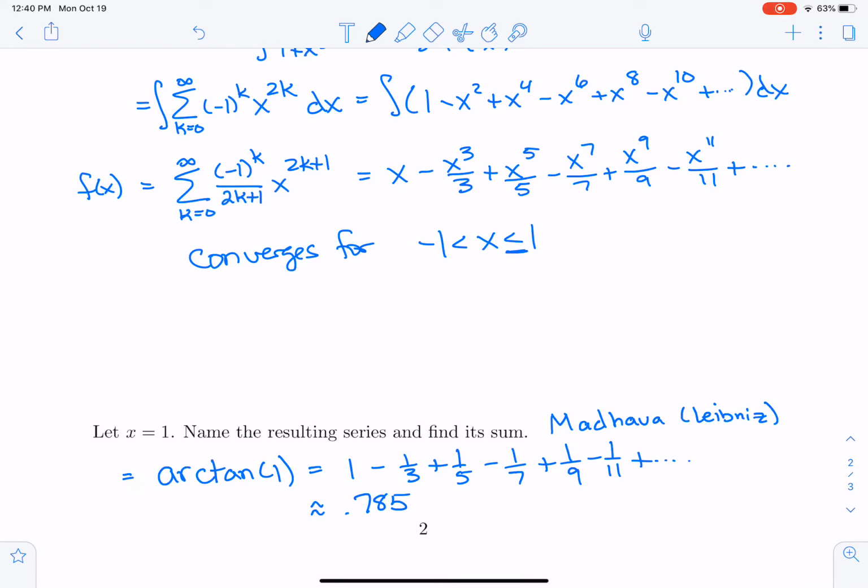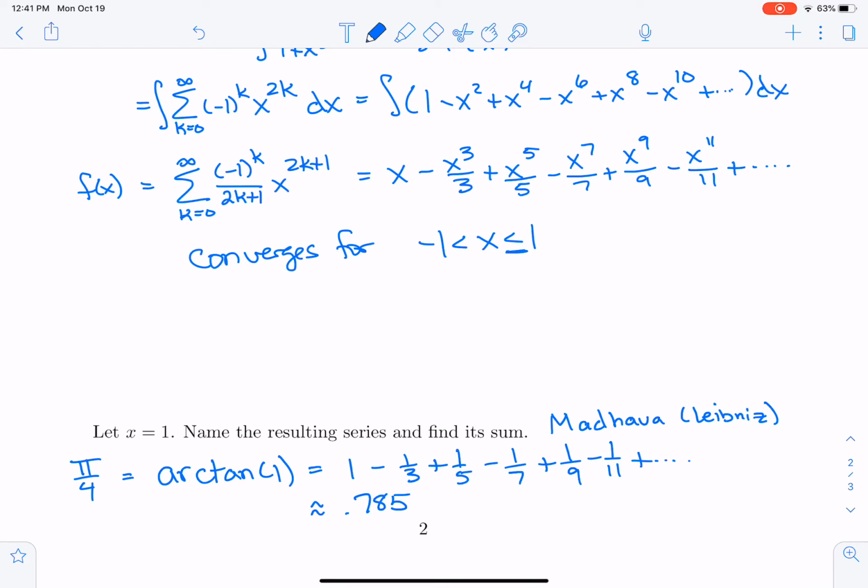Okay, so if we want to find the arctangent of 1, we have to ask ourselves what angle has a tangent that's equal to 1. And if we want to know the angle where the tangent is 1, then that's the same thing as the angle where sine and cosine are equal. And so at what angle are sine and cosine equal? That angle is pi over 4. So in fact, pi over 4 is the sum 1 minus a third plus a fifth minus a seventh, etc.